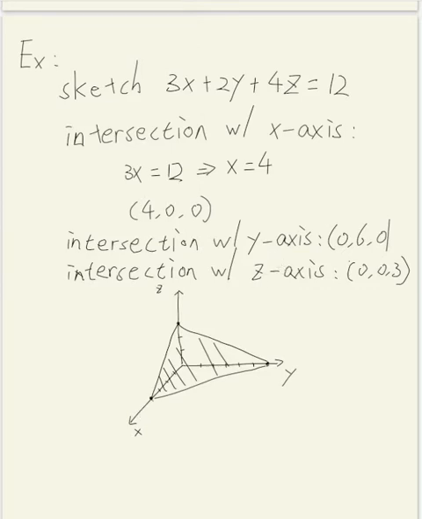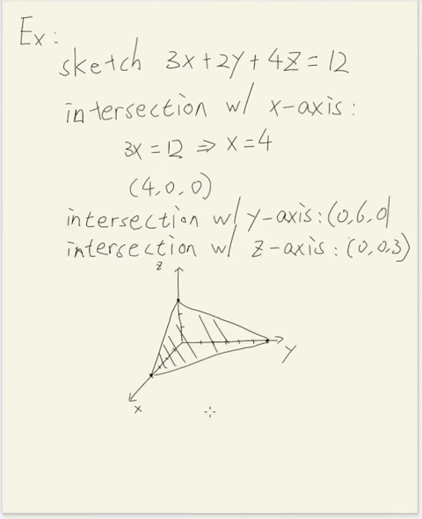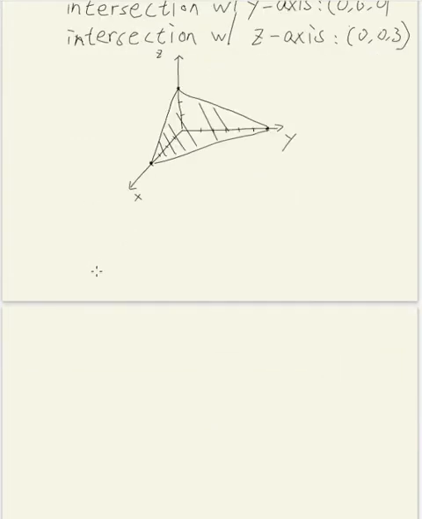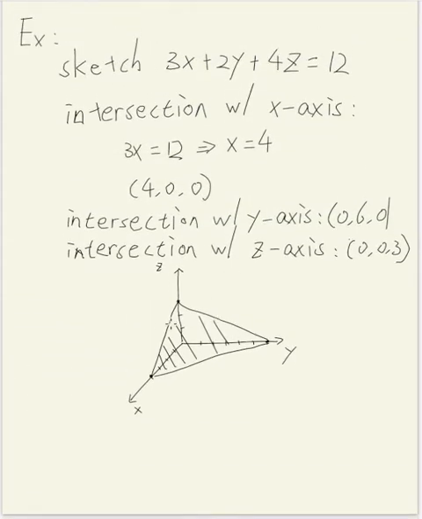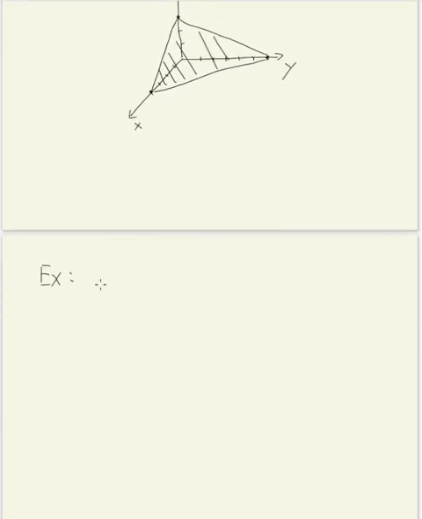Alright, let's try another example. Well, this time we don't really have 3 intersections. Remember, in this case, we chose the intersections with the 3 axes to be the 3 points on the surface. But what if it doesn't intersect with one of them? So here's an example where the surface does not intersect with the z-axis. So say we have x plus y equals 2.